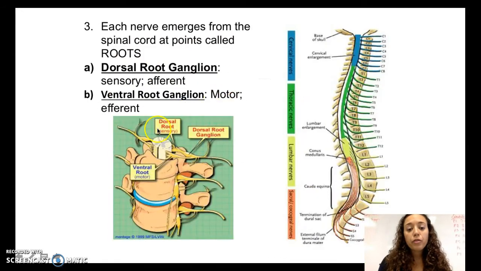So talking about the roots, making sure that you know that when you're looking at your vertebrae, you have a dorsal root ganglion. It's right here, and the ventral. So this is front, this is back. Dorsal is back, ventral is front.